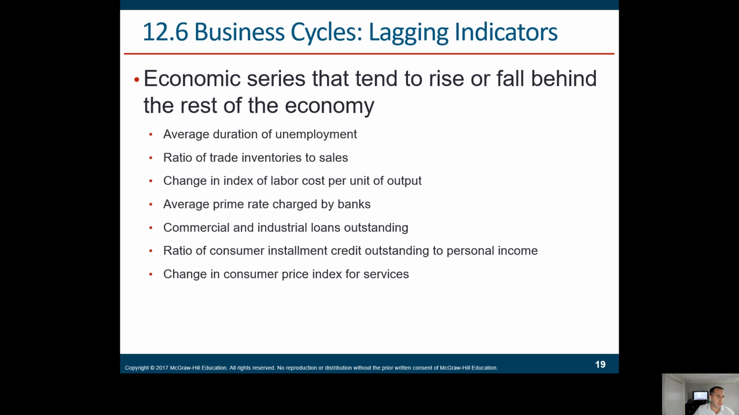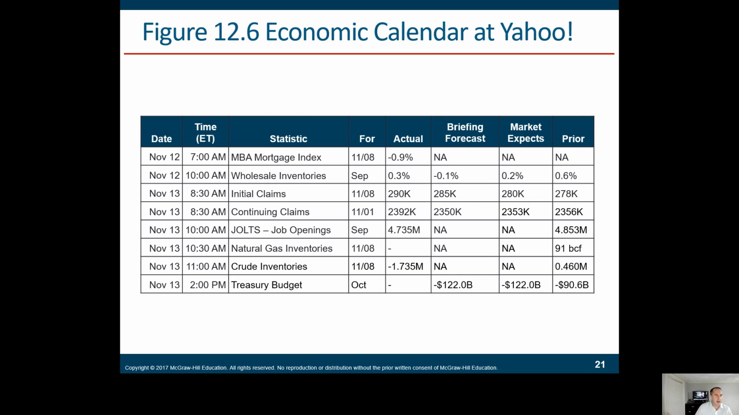Lagging indicators tend to rise or fall behind the rest of the economy. So average length of employment, ratio of trade inventories to sales, change in the cost of labor, change in interest rates. Like the Fed will be reactive generally, and they'll lower rates after the crash has occurred, right? Ratio of credit card payments outstanding, and then CPI changes. And there's an economic calendar. An economic calendar will tell you when a whole series of these data points will be released.